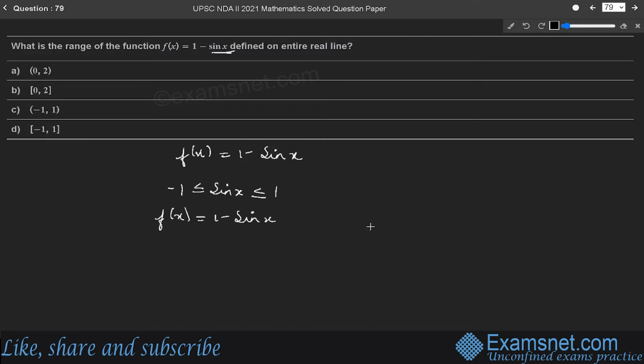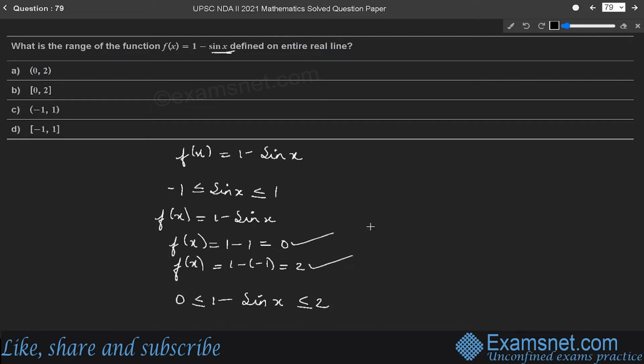We know that sine x is between minus 1 and 1. So when sine x is 1 here, f of x becomes 1 minus 1, which is 0. Similarly, when sine x is minus 1, f of x becomes 1 minus minus 1, which is 2. So we can say that 1 minus sine x lies between 0 and 2, because when sine x is 1, f of x is 0. When sine x is minus 1, f of x is 2. So the correct range here is 0 and 2, which is option number B.